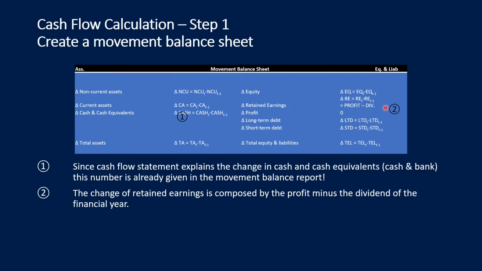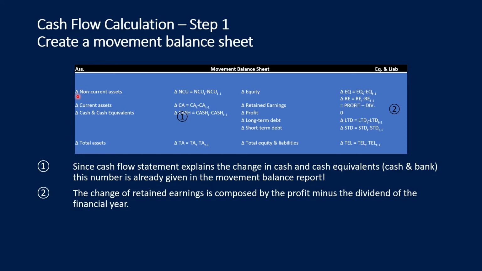The first step that we have to do for creating a cash flow statement is to create a movement balance sheet. And the movement balance sheet tells us about the change of all items. And if I speak of change, the change of a number is usually written with a Greek letter, that is delta. So here we see a delta, and delta always means change in.